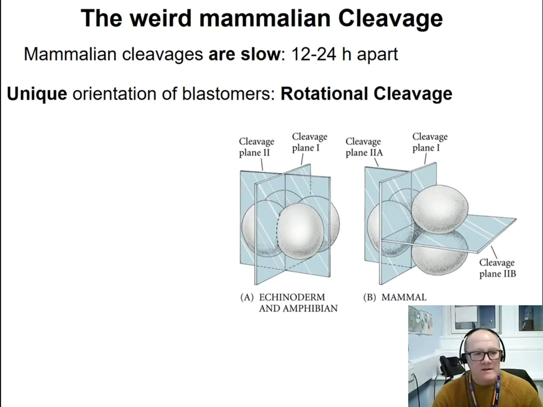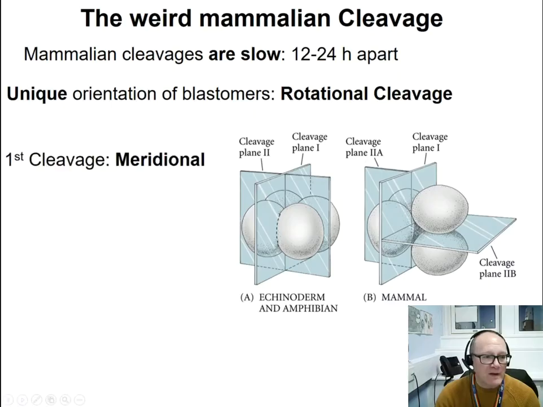And why is that? If you look at this picture here, you will see on the left the first two planes of cell division for an amphibian. Both cell divisions are perpendicular to each other and are both meridional. So they both divide the original cell into left and right cells.